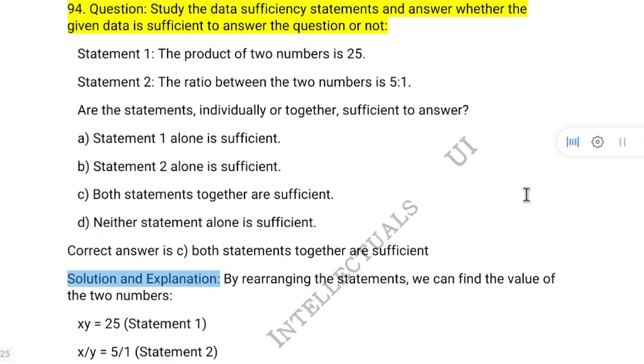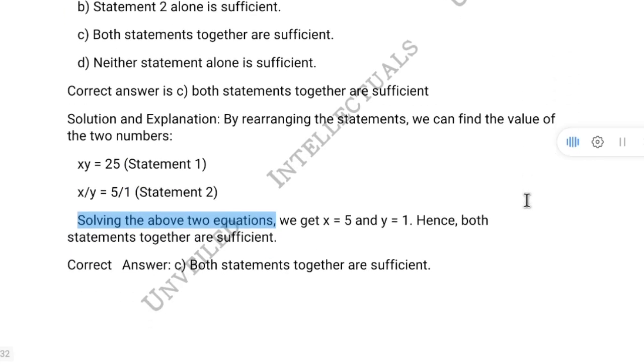Solution and explanation. By rearranging the statements, we can find the value of the two numbers. X times Y equals 25, statement 1. X over Y equals 5 over 1, statement 2. Solving the above two equations, we get X equals 5 and Y equals 1. Hence, both statements together are sufficient. Correct answer. C.